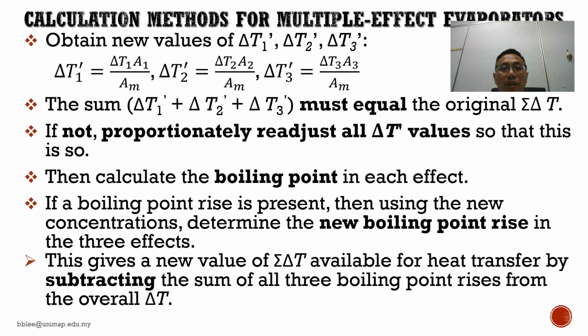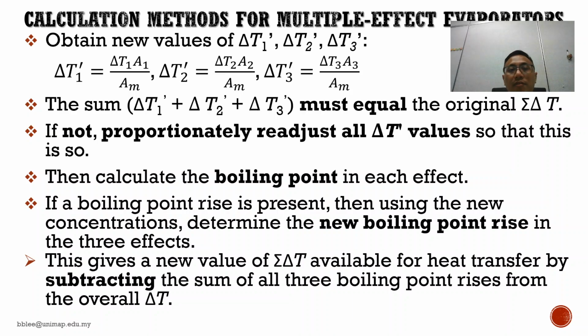Okay, obtain the new values. We have to estimate the new delta T1, delta T2, and delta T3. So we make a prime there. We ratio with the surface area that we calculated in the first trial. So we use the first trial surface area as a ratio. Based on the surface area, we ratio the delta T1 prime, delta T2 prime, delta T3 prime.